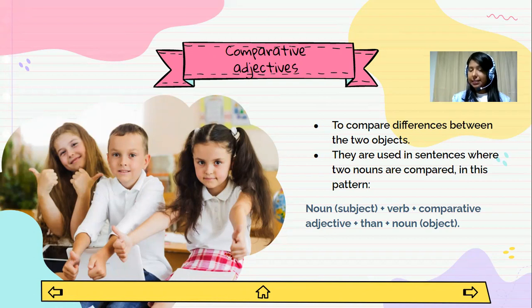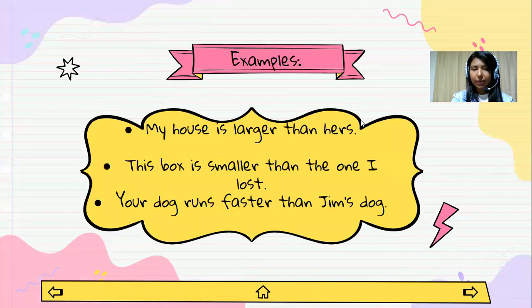They are used in sentences where two nouns are compared in this pattern. We usually use this pattern that you can see at the bottom of the screen. First of all, we have a noun, plus verb, plus comparative adjective, plus than, plus noun. That is the second object, okay? We can see it here in some examples.